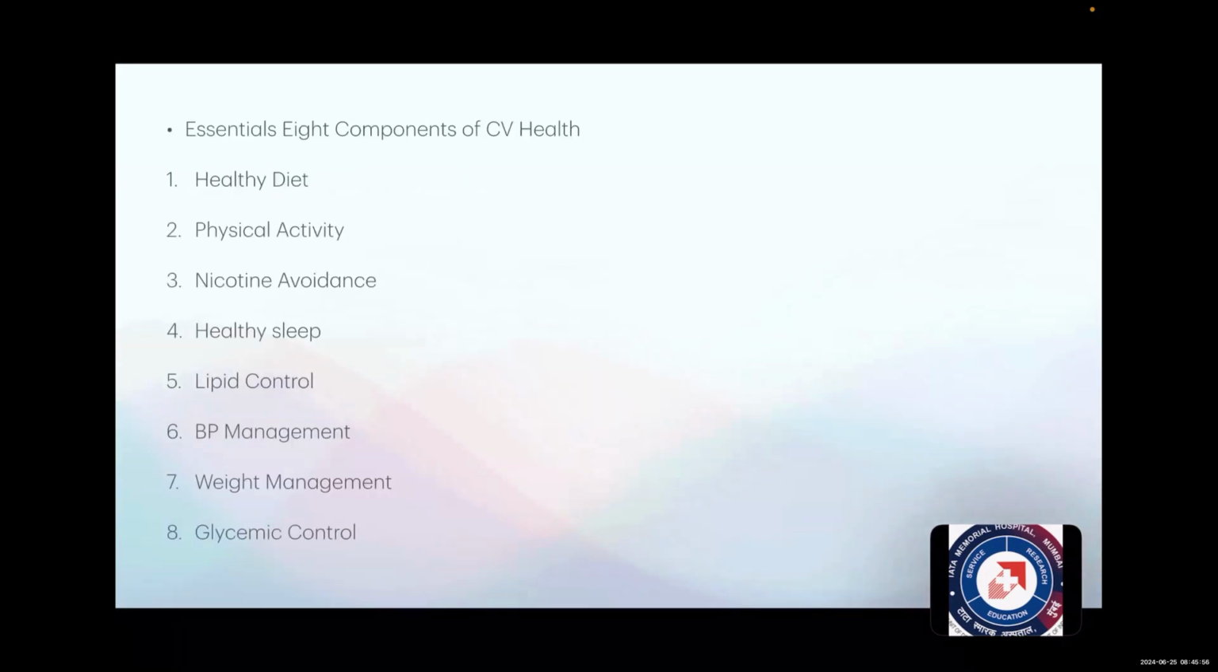Moving forward, the next topic is the essential 8 components of cardiovascular health. The American Heart Association lists 8 essential metrics. They include healthy diet, physical activity, nicotine avoidance, healthy sleep, lipid control, BP management, weight management, and glycemic control.